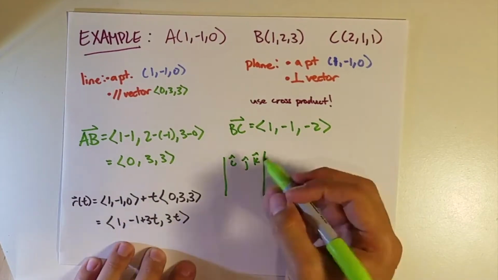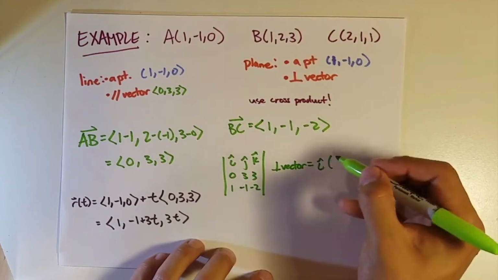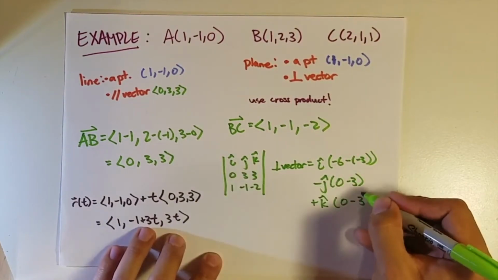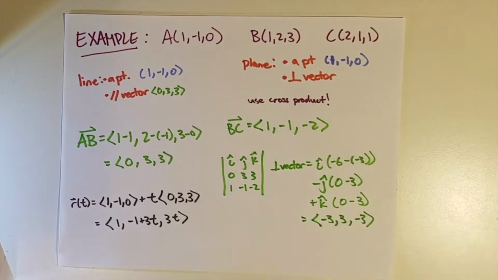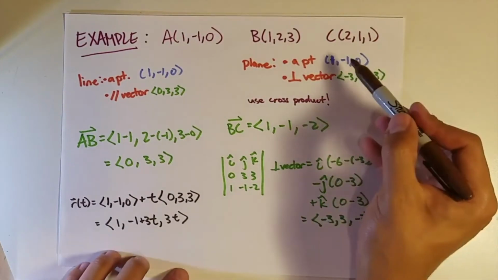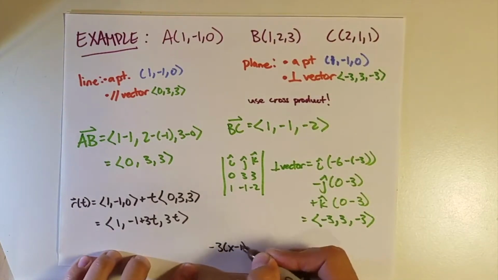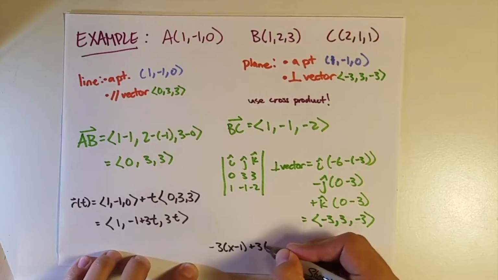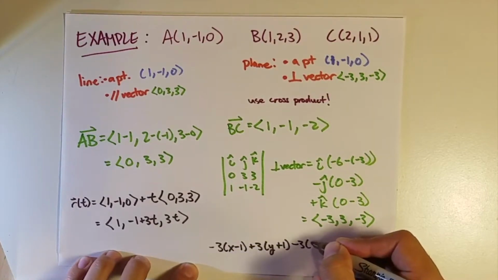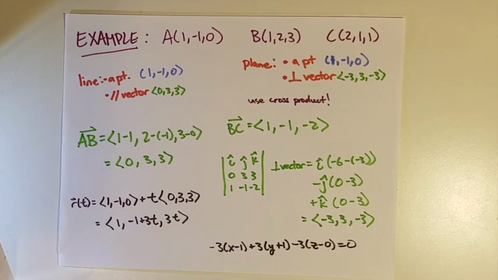Now we have AB and BC, let's use the cross product. We use our previous knowledge to find the determinant, and the cross product yields <-3, 3, -3>. This is our perpendicular vector. Now that we have our two puzzle pieces, let's plug them into the equation. We ultimately get -3 times (x minus 1) plus 3 times (y plus 1) minus 3 times (z minus 0), all equaling 0. And with this, we're done.